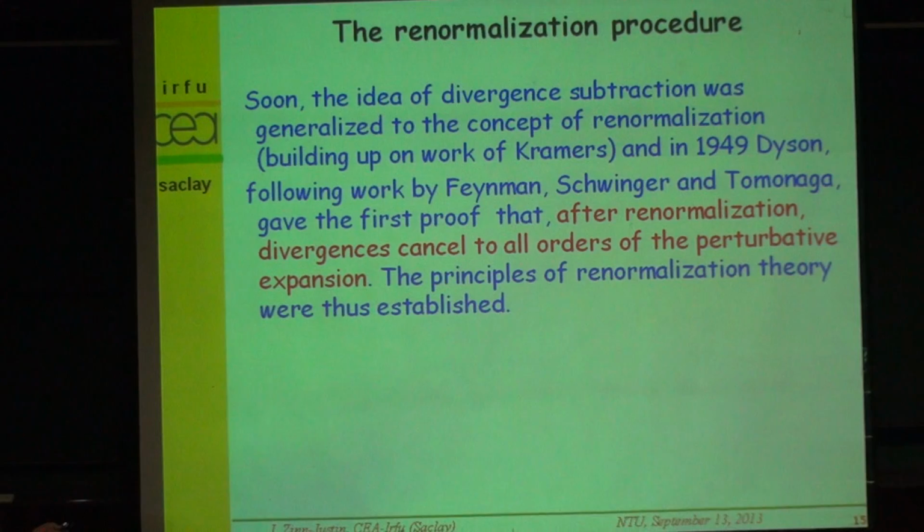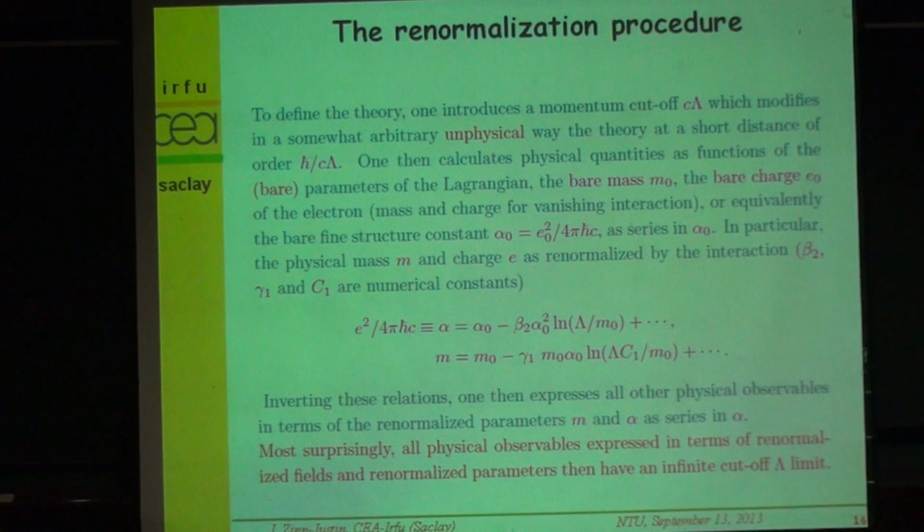to all orders. And this was concluded by 1949 by Dyson after the work of Feynman, Schwinger, Tomonaga. He was able to prove to all orders that this technique of replacing so-called bare parameters, initial parameters of the Lagrangian, by renormalized parameters led to general cancellation of divergences. Dyson was one of the stars who also should have gotten a Nobel Prize, and his contribution is essential in this game. So you see, not everybody.